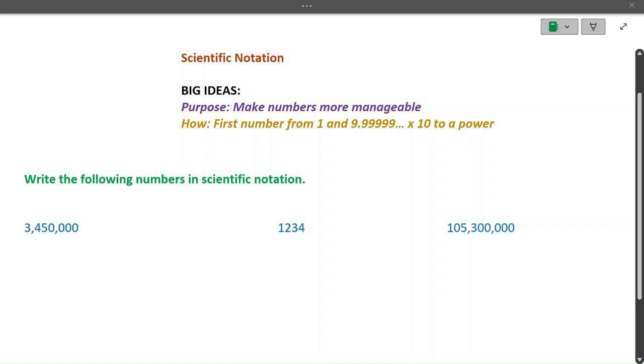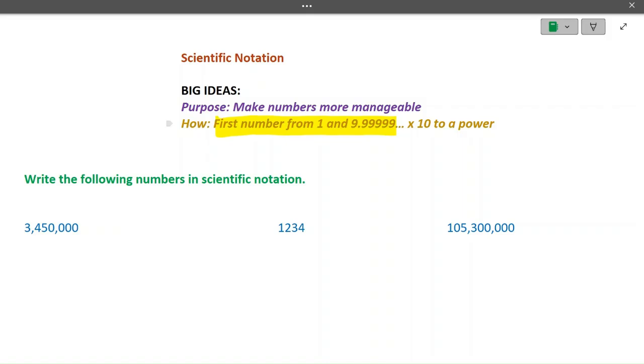All right, how do we do that? We basically create a first number that has a value between 1 and 9.99999. It's going to be a decimal in many cases. It cannot be 10. It has to be a single digit number, and it can be a decimal. And then we multiply that number by 10 to a power.